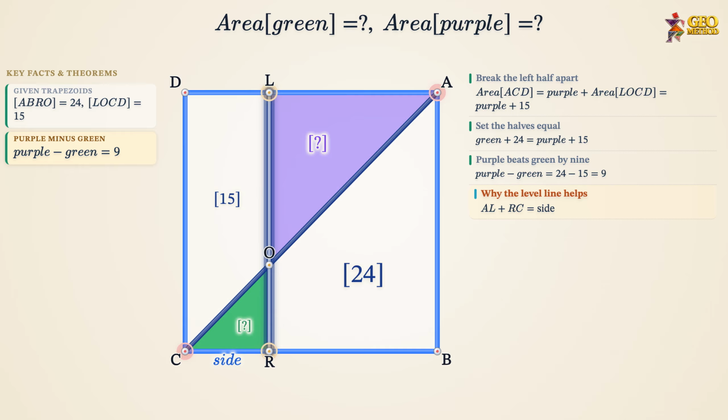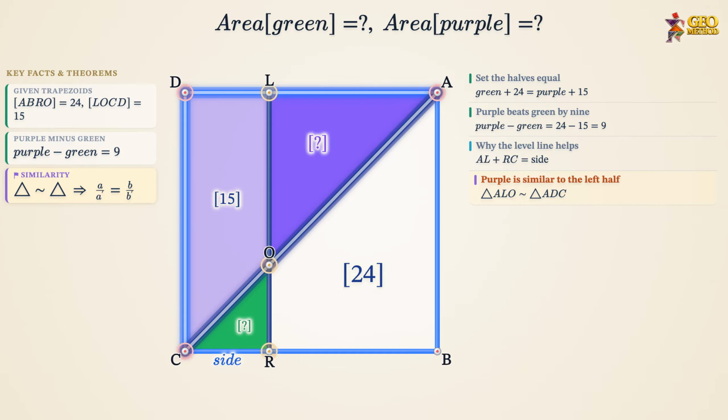For the second relation, the level line LR is parallel to the right and left edges, so L and R sit directly across from each other. The segments IL and RC are the two pieces of a full side, so segment IL plus segment RC equals the side.